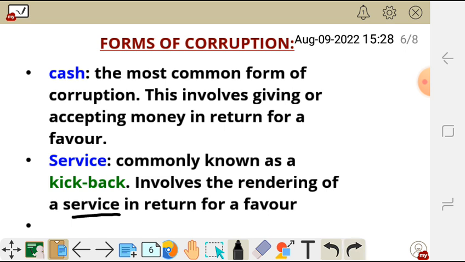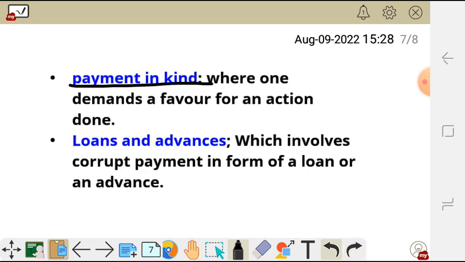Then from there, a service. Service is a form of corruption, and it is commonly known as a kickback. It involves the rendering of a service in return for a favor. Then we said payment in kind. This is where one demands a favor for an action done.